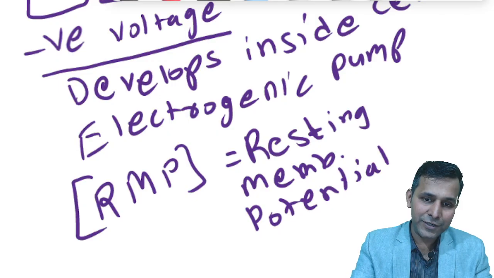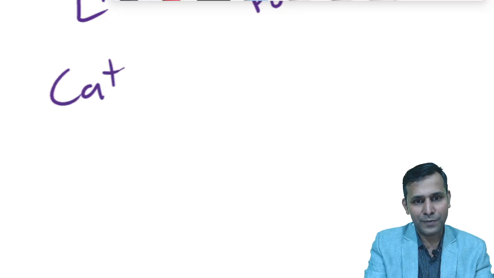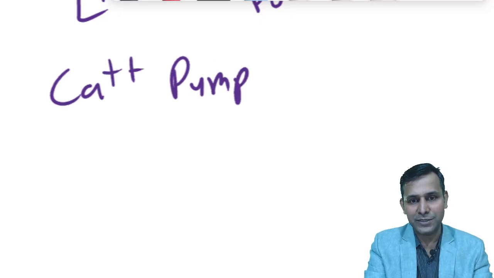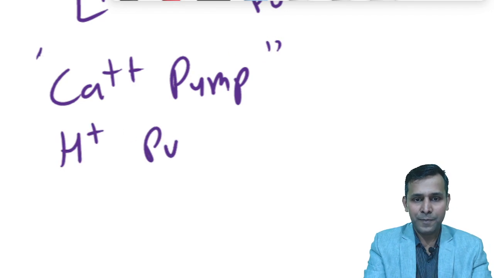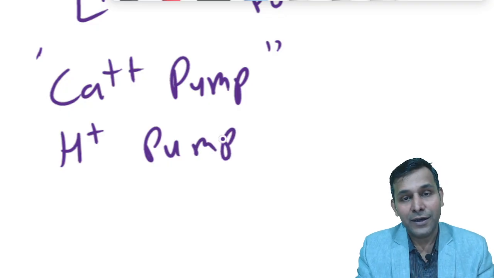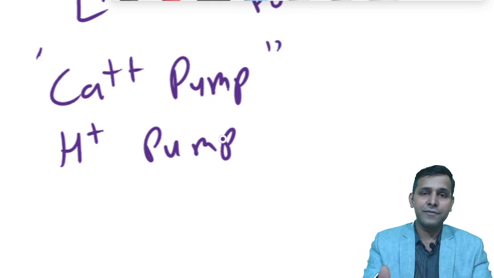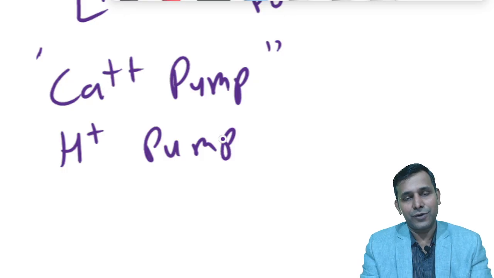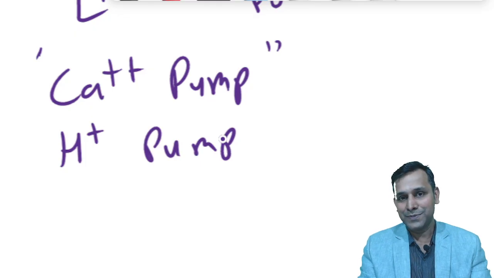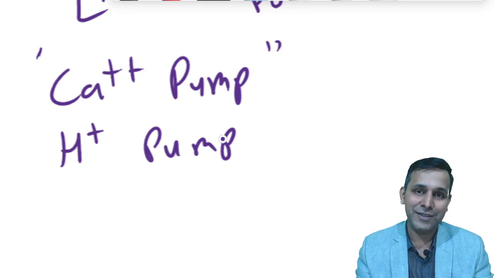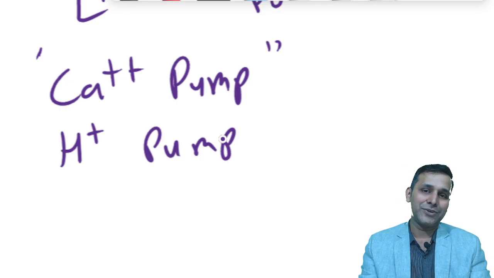Other examples, we'll just write them down. Apart from the sodium potassium pump, we have the calcium pump, which works in muscle cells and other tissues of the body. We have the hydrogen pump, which is commonly seen in the gastrointestinal tract, in the stomach for HCl secretion. We have other pumps also, but majorly we are going to discuss the sodium potassium pump, calcium pump and hydrogen pump. So in the next session, we will be discussing secondary active transport and what are the features and the functions of secondary active transport.